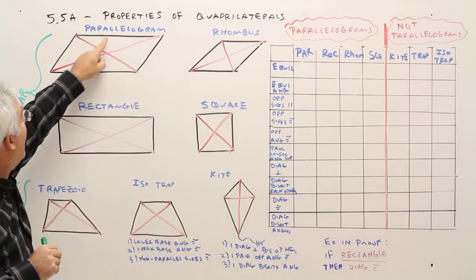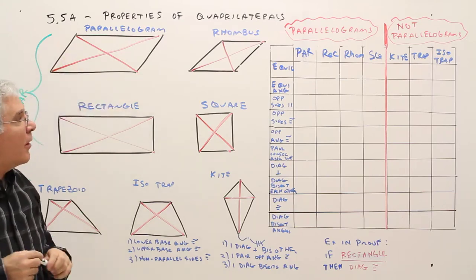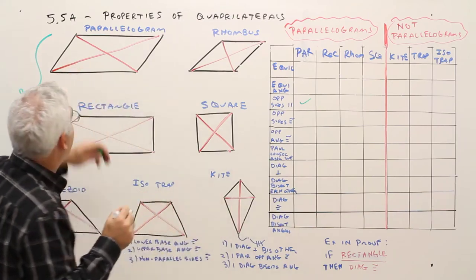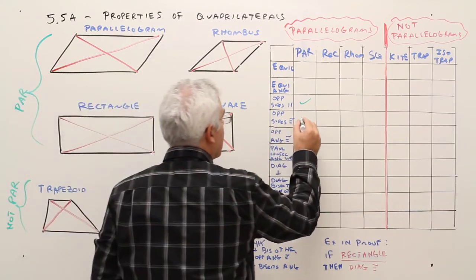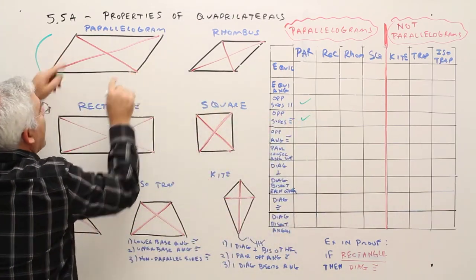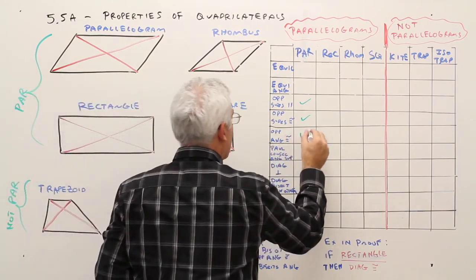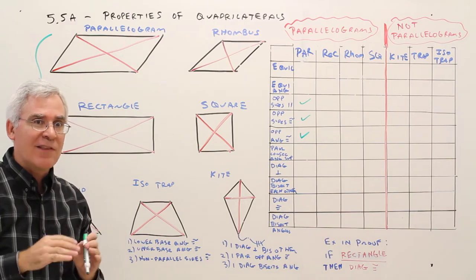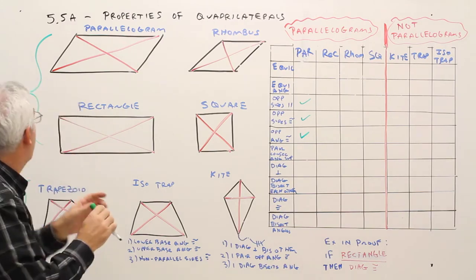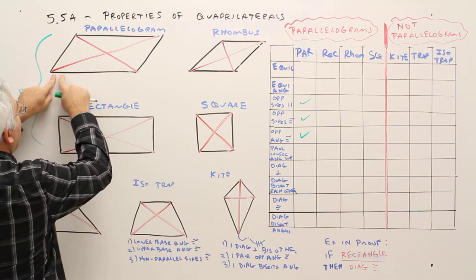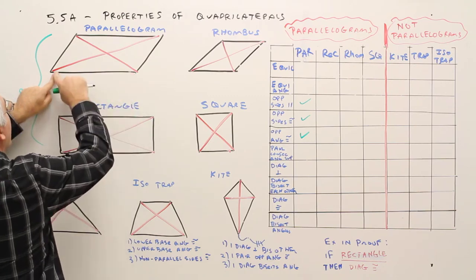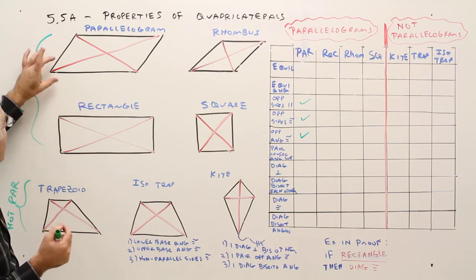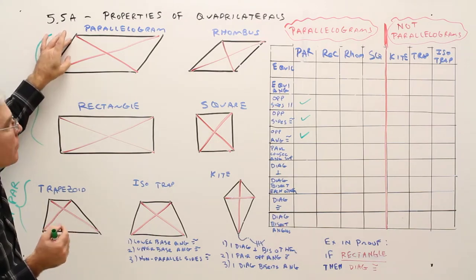It looks like opposite sides are parallel, that's how we define it, so I'll put a check mark there. Opposite sides congruent. Opposite angles congruent, yes. A pair of consecutive angles supplementary. So consecutive, I mean one right next door. So this angle and this angle are supplementary. This angle and this angle are supplementary. You can kind of look at it like this is a small one and a big one. So yes.